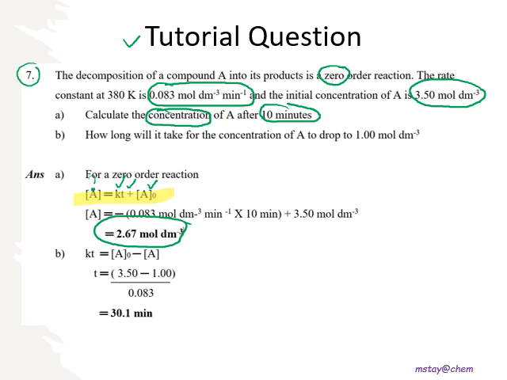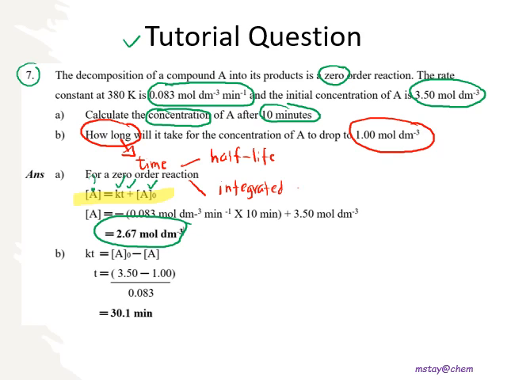Next question: how long? When we mention how long here, it refers to the time it will take for the concentration of A to drop to 1 mole per decimeter cube. When we want to calculate the time, we either use the formula of half-life or the formula of the integrated rate law. From the question, the concentration does not become half, because the initial is 3.5 and the final is 1. So we cannot use the formula of half-life. Again, we are going to use the integrated rate law.